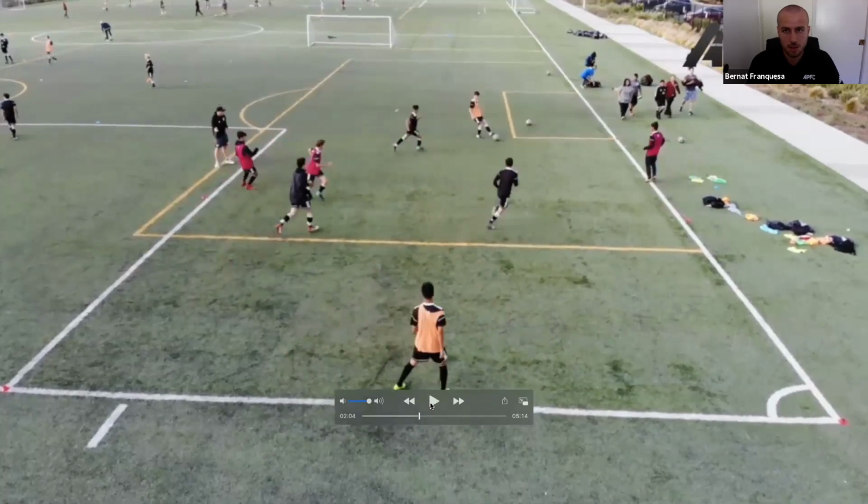Here, the same: this player is making a mistake. He is not in the same line with the teammate. He should move a little bit up to be in the same line with the opponent, to beat him with the first touch.